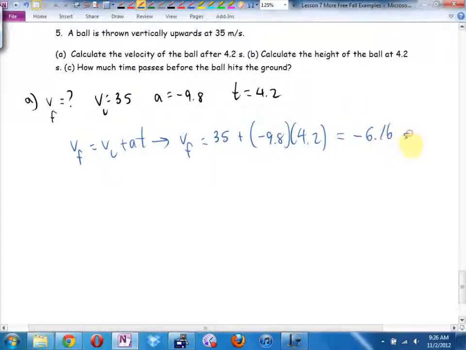So maybe a half a second after reaching the top. Because I think after 1 second, it would be going negative 9.8 meters per second. See, I got 9.8. So around half a second after reaching the top.